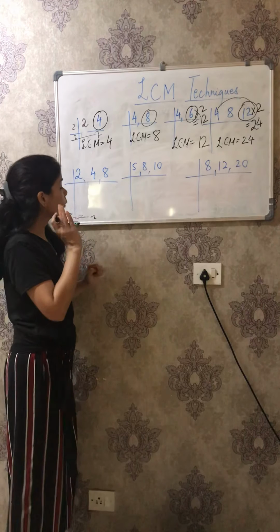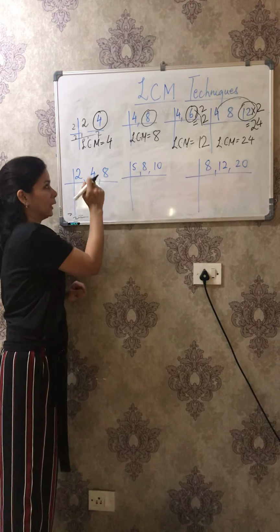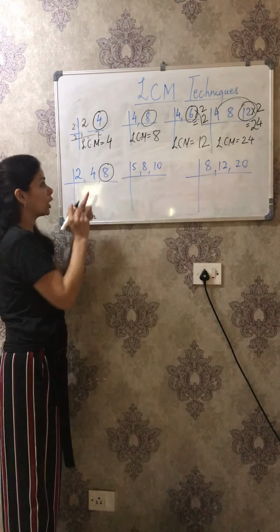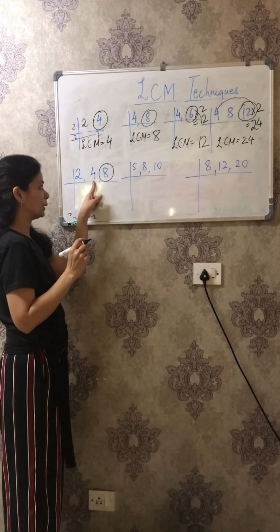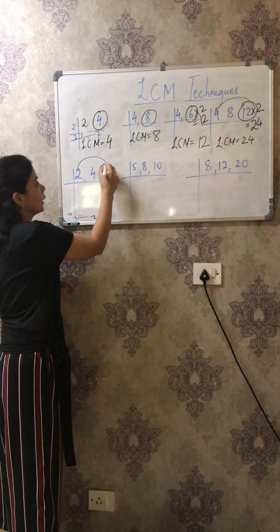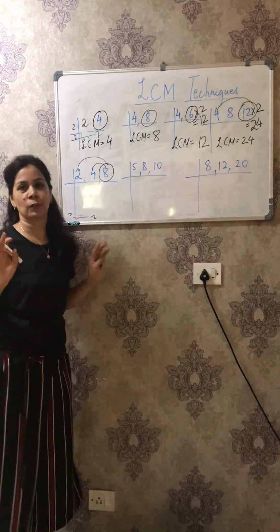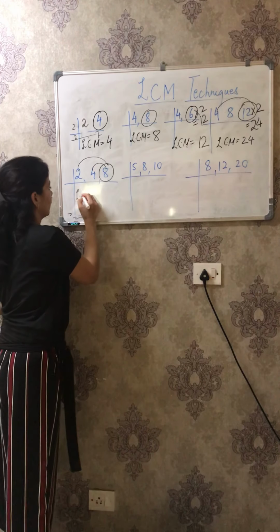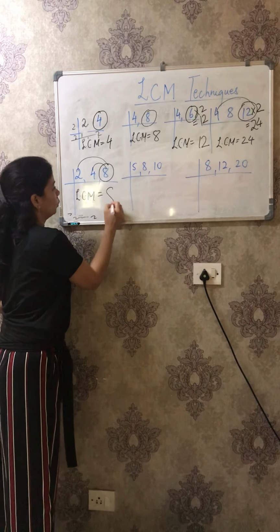Now next, 2, 4, 8. The bigger number is 8. Check whether this number is divisible by the others or not. 2 fours are 8, 4 twos are 8. It was very simple. So just write LCM is equal to 8.